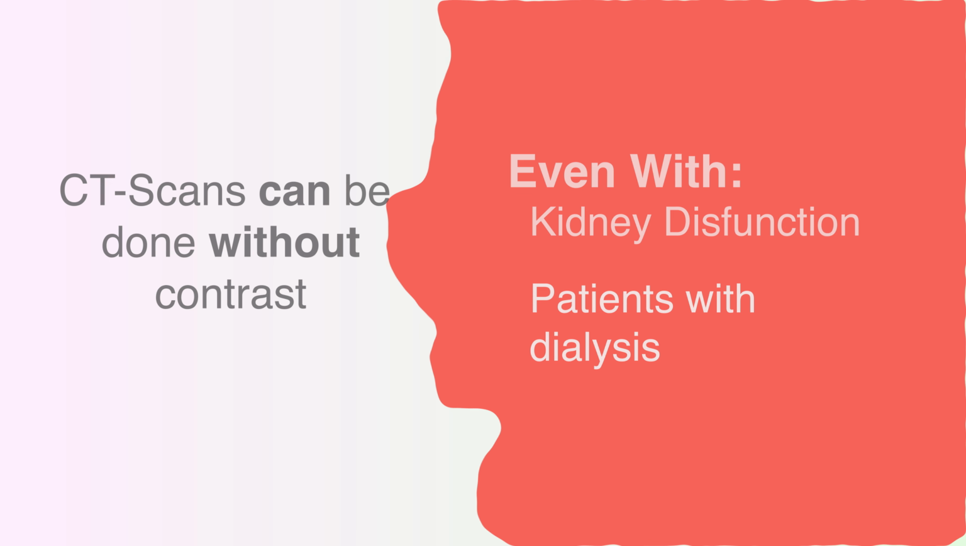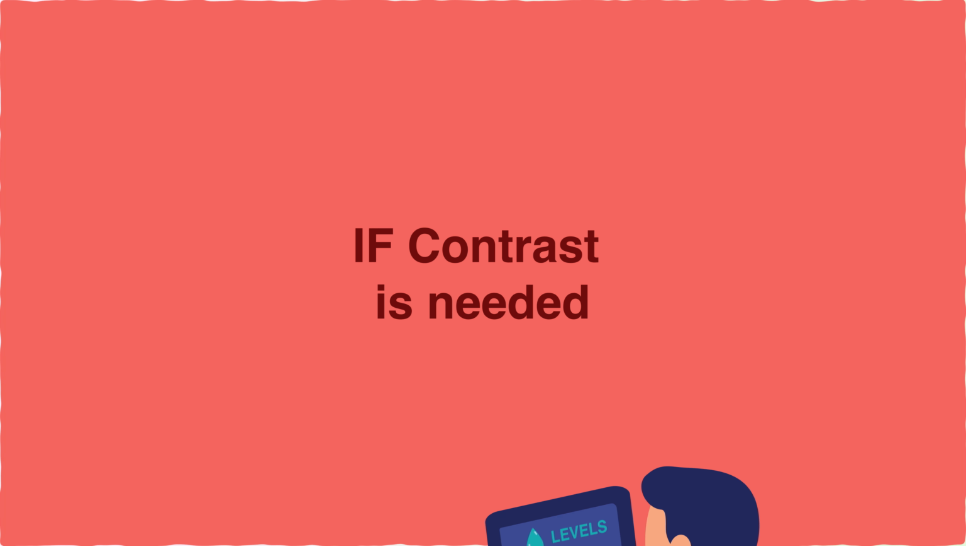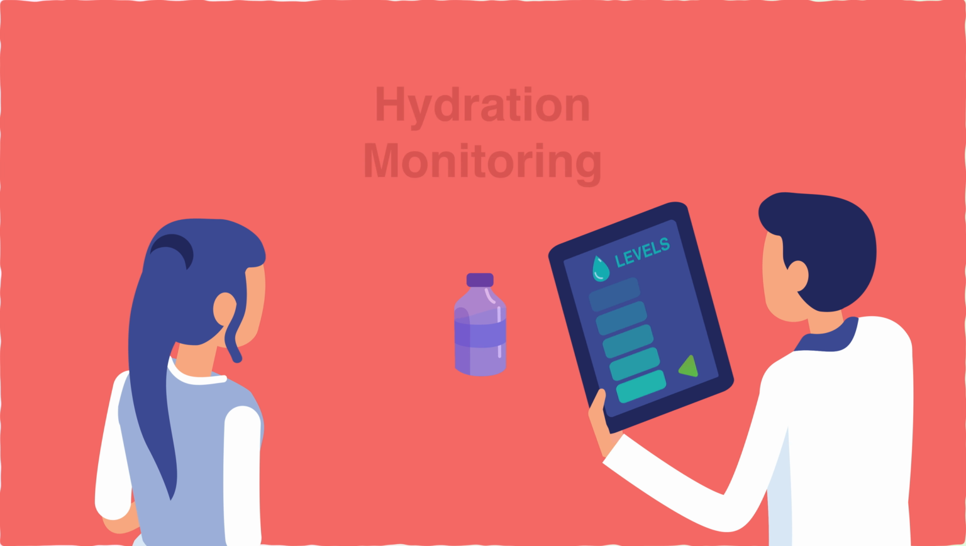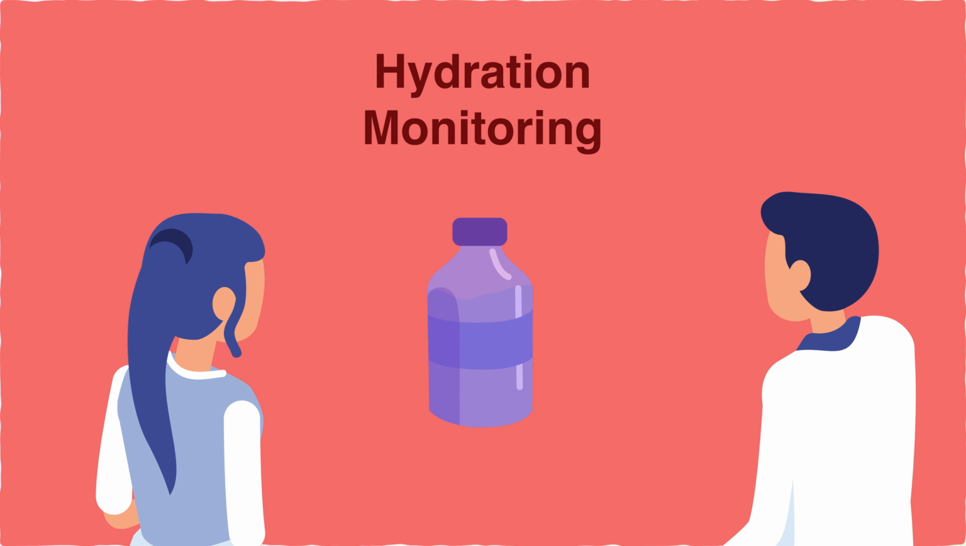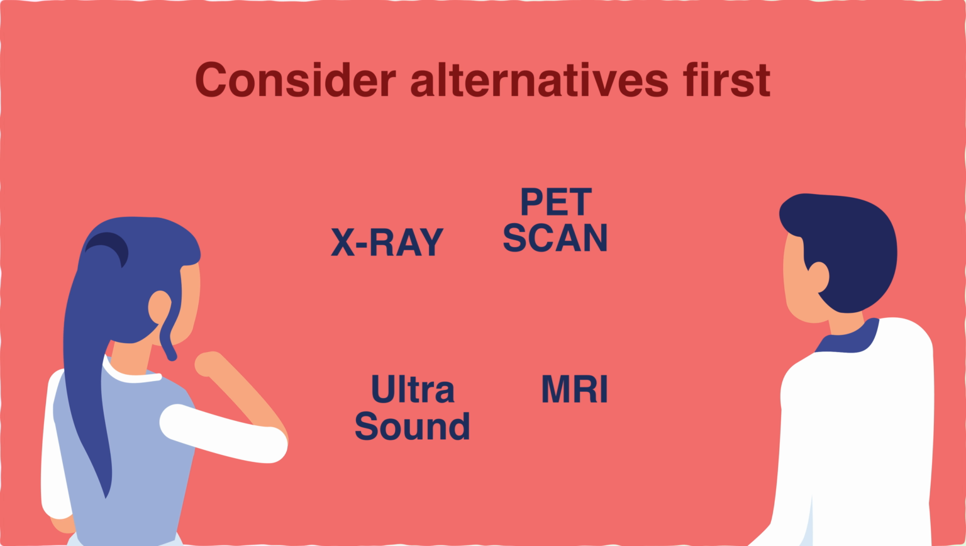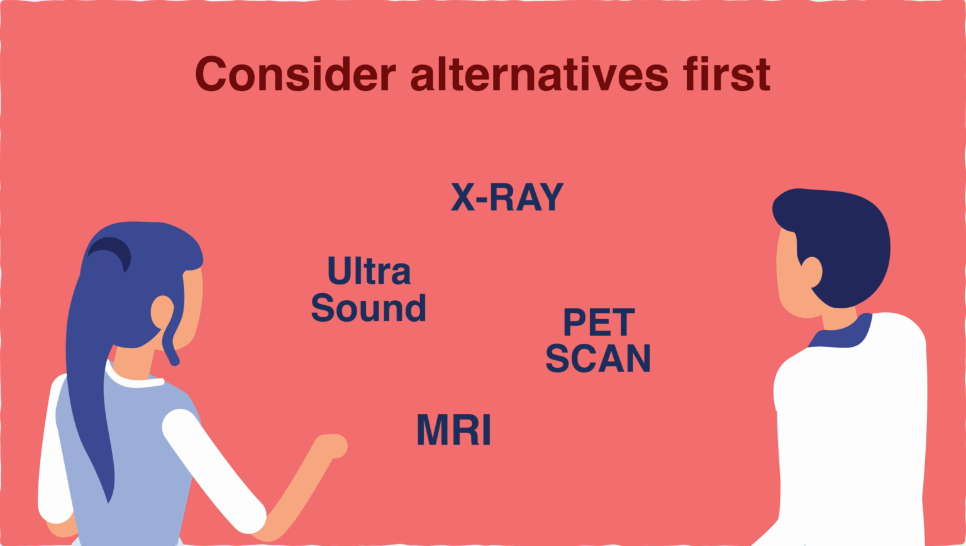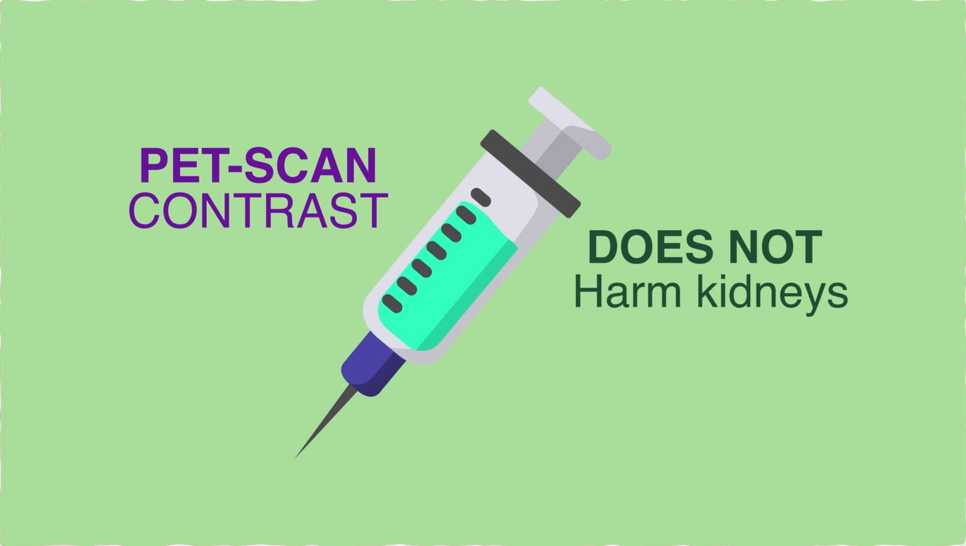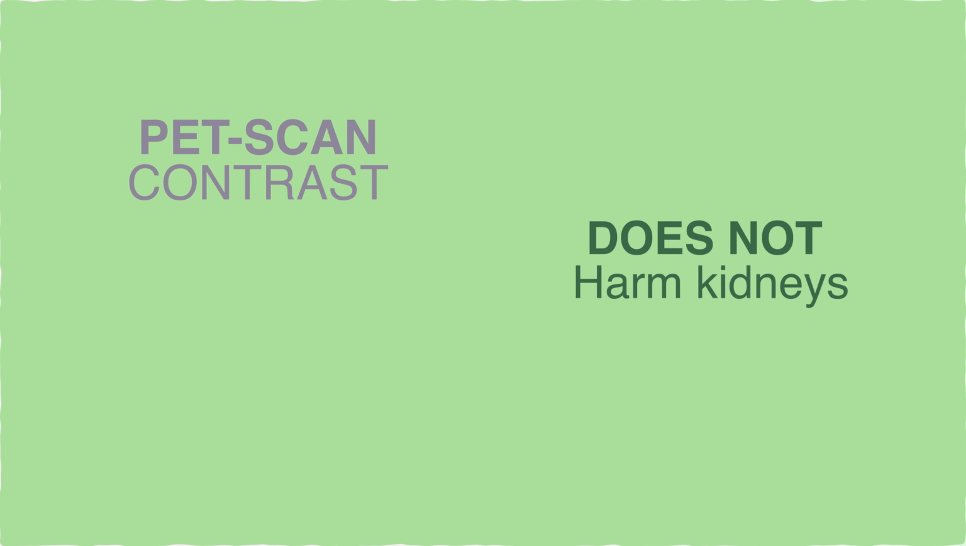But if you need contrast for the CT scan, it's still feasible to do with kidney dysfunction, but we may need to give some hydration, monitoring beforehand, and also consider if there are alternatives to giving contrast for the CT scan. So that's CT scan. The contrast that you use for a PET scan does not really affect the kidney, so it's completely safe to do a PET scan with contrast regardless of kidney function. So that's the PET scan.